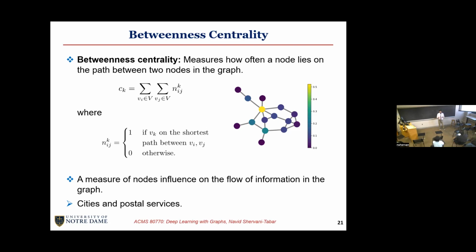So again, if your town is seeing a lot of messages go through it, it shows that you have a lot of influence on that graph. If you are removed from that graph, it will affect the graph more, for example.